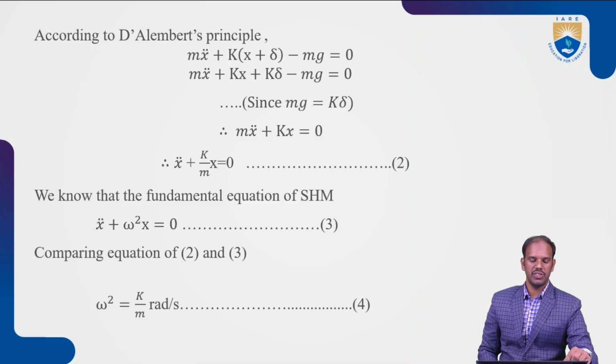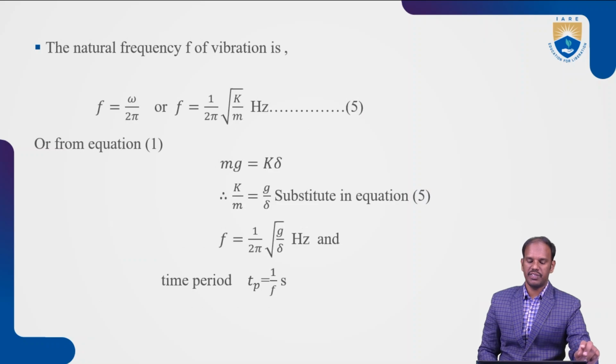By comparing both equations 1 and 2, we can write omega square equals k by m, in radians per second. This is the natural frequency, the same thing that was taken in the previous steps.